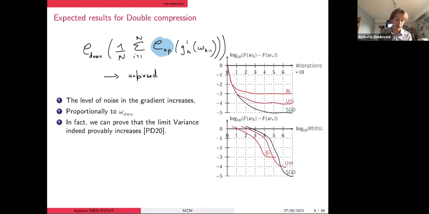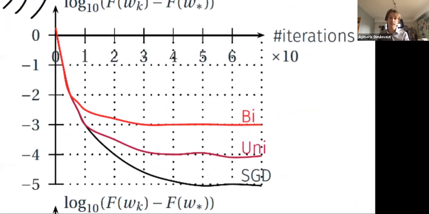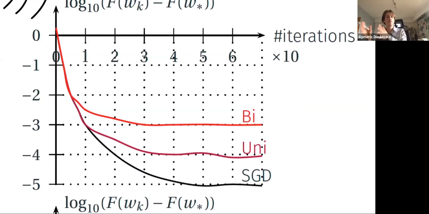So what we're going to get at the very end is something like a limit variance that increases proportionally to omega_down times omega. And so if I look at convergence curves, what we're going to see is that SGD converges, let's say with a constant step size and in terms of number of iterations, and is going to saturate at some level.